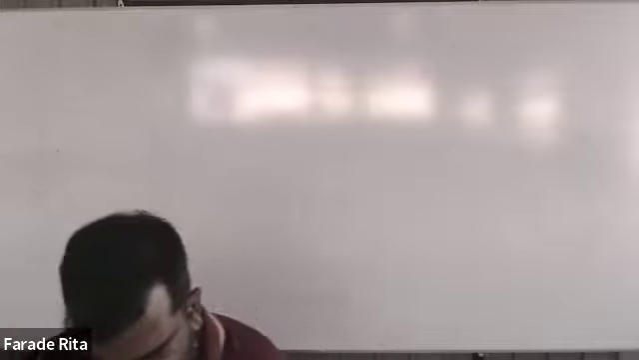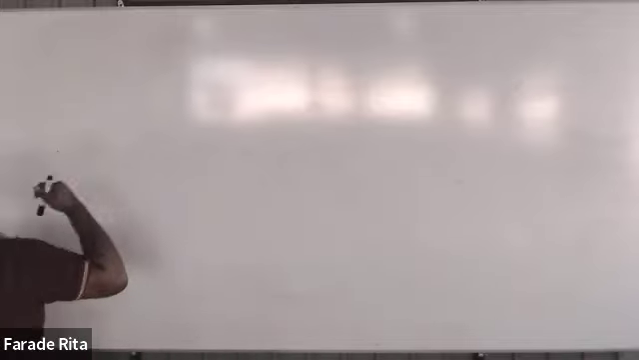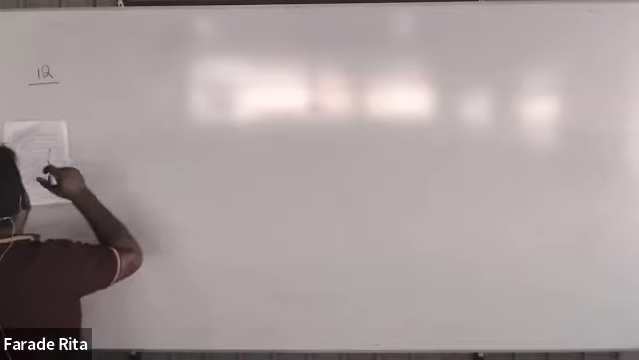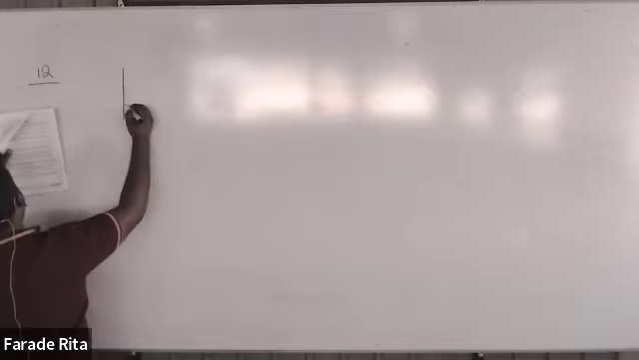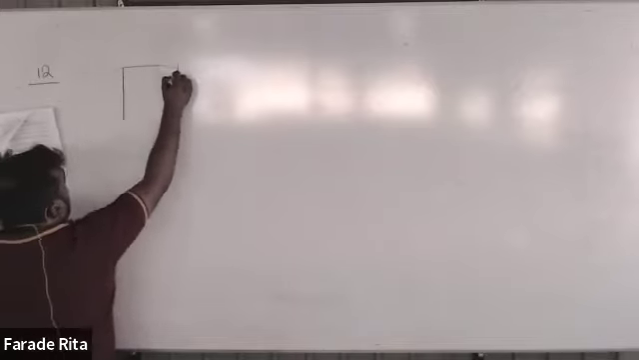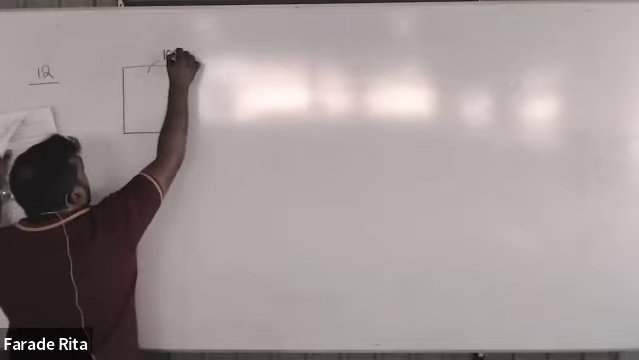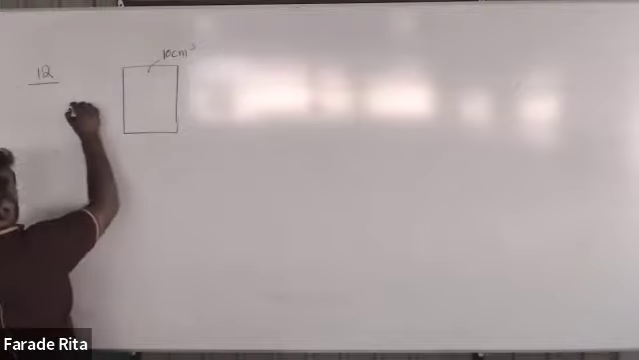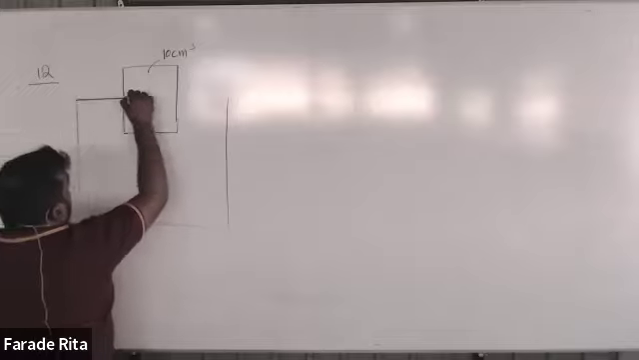Right. Read question number 12, will you? Enough time to work. Question number 12. A glass of water has 10 cubic centimeters of ice floating in it. The glass is filled up to the brim with cold water.